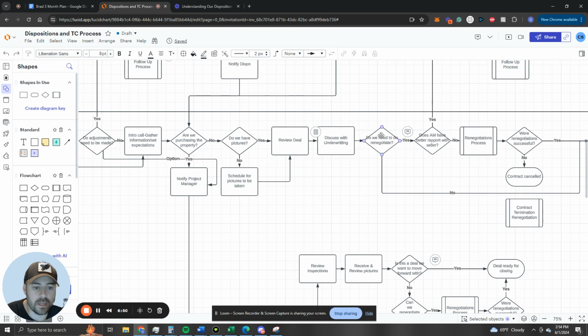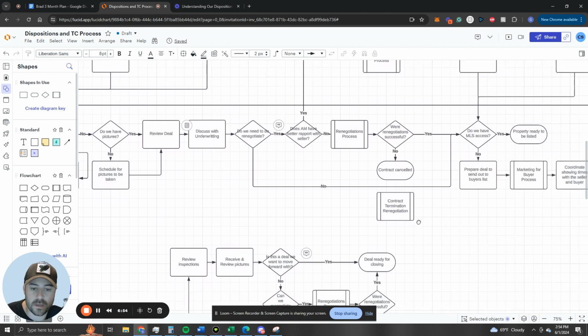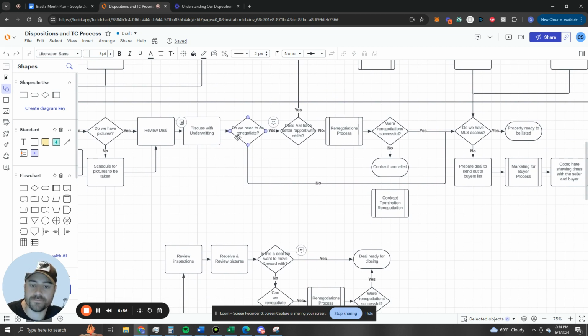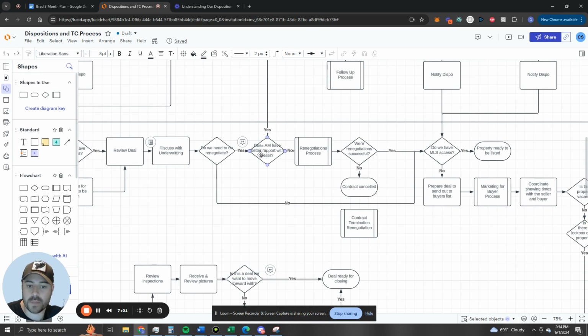And we discuss with underwriting, do we need to renegotiate? Meaning we got pictures back. We looked at it and, oh my God, we actually can't purchase it. It's in bad condition. Well, then we need to figure out, does the AM have better rapport with the seller or does the Dispo manager, me, have better rapport?